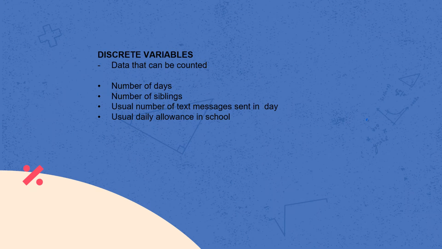For the quantitative variables, there are two kinds of variables: discrete variables and continuous variables. Discrete variables are data that can be counted. For example, number of days, number of siblings, usual number of text messages sent in a day, and usual daily allowance in school.